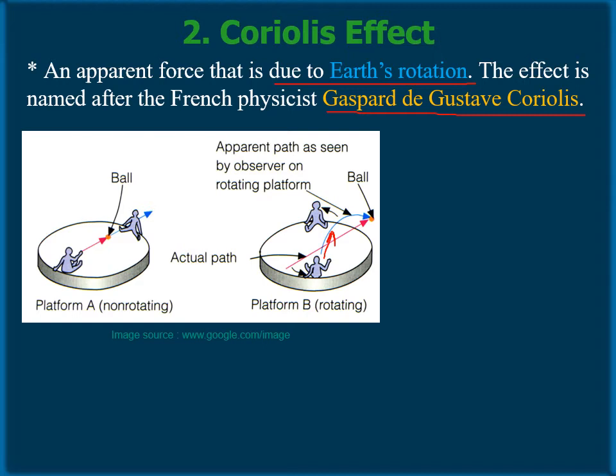Now, when the person is throwing the ball towards the other person, the initial position was in this condition. Here, this person is throwing the ball to this person, like this. But as the platform is rotating, during the traveling time of the ball from this point to this point, the platform changes its position. So ultimately, this man does not receive the ball, rather the ball reaches this point. So from the point of view of this person, the apparent path of movement of that ball is in a curved fashion. This curved movement of the ball occurs due to the rotation of this platform. So this is the Coriolis effect.